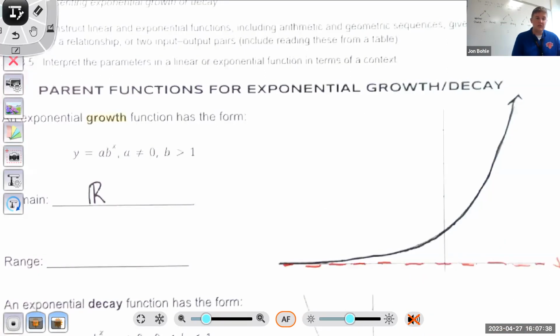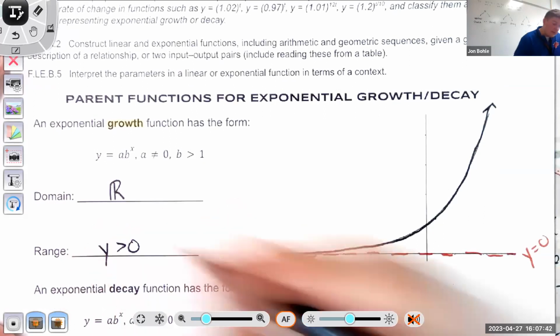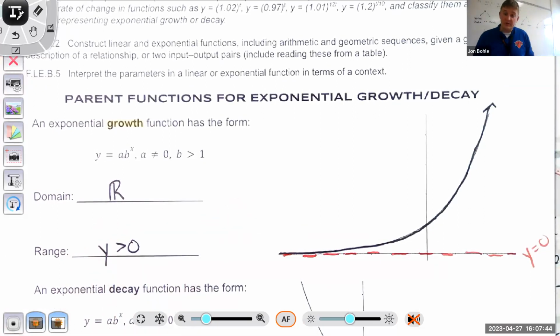So the range of this function is going to be y is greater than 0. It's not greater than or equal to, because it's never going to hit or cross that red line, but it is going to infinitely approach it, creating an asymptote, which is exactly what that is.